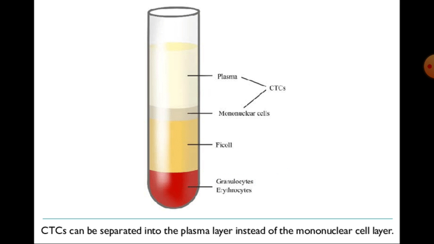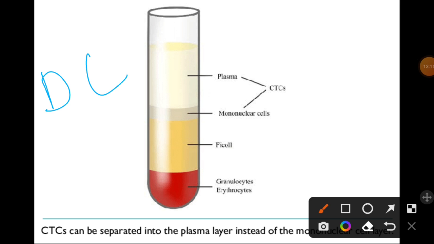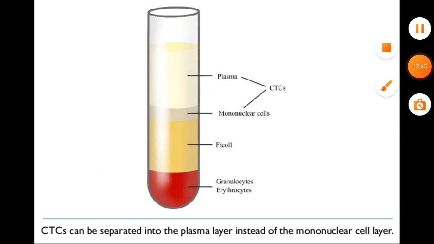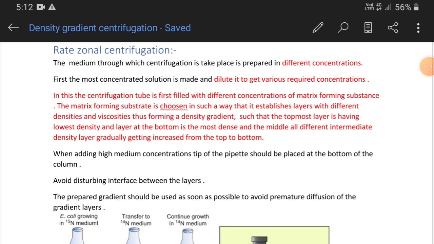Now we will divide density gradient centrifugation into two parts. Okay, I am mentioning density gradient centrifugation as DC. So it has two parts, one is RZC, meaning rate zonal centrifugation, another one is your IC, that means isopycnic centrifugation. Okay, although we have learnt about isopycnic centrifugation in our earlier videos, today we are also going to revise it. So now let's discuss rate zonal centrifugation first. Okay, so I have told you about the gradient.